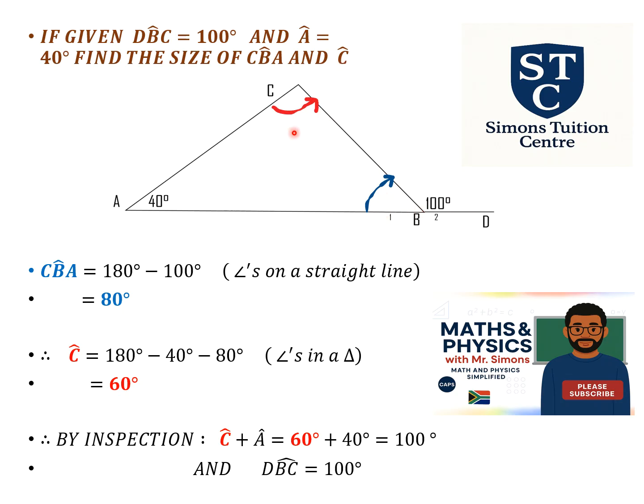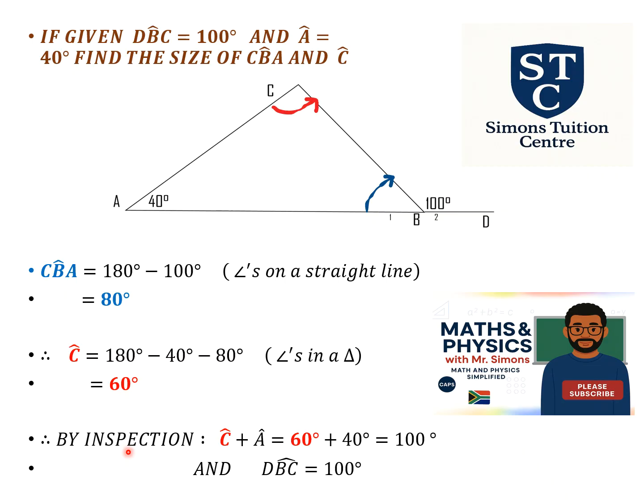Right, so to get CBA, there's 100 there, so those two angles together are on a straight line, so they must add up to 180. So CBA equals 180 minus the 100 degrees given there. Angles on a straight line, 180 minus 100, then gives me 80 degrees. Right? Therefore then, angle C, remember angles in a triangle must add up to 180, so it's going to be 180 minus the 40 given minus the 80 we found. Right? Sum of angles in a triangle, and that there, 180 minus 120, then gives me 60 degrees.